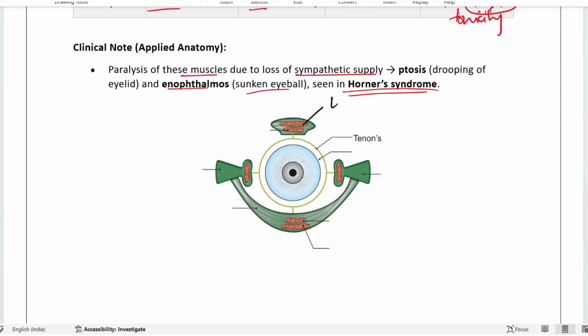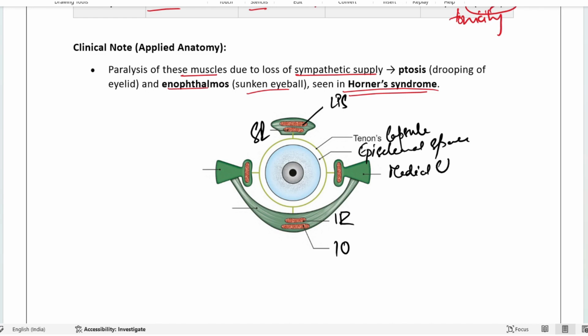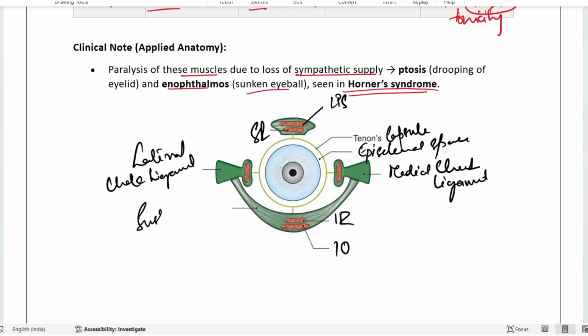The upper muscle here that you see is the levator palpebrae superioris, and this is superior rectus. This is inferior rectus and this is inferior oblique. This is the tendons capsule, that's the originating point of the muscles. This is the episcleral space. This is the medial check ligament. This is the lateral check ligament. And this is the suspensory ligament of the eye.